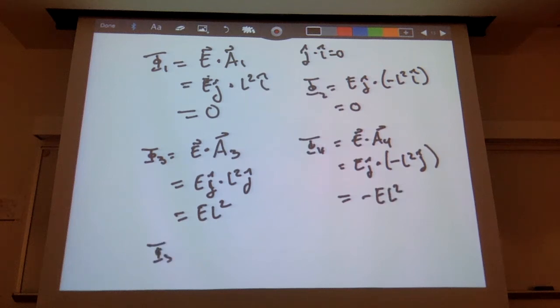So this is equal to E L squared. Electric flux 4, so through the 4th surface, is then equal to the electric field dotted by area 4. So that is equal to EJ dotted with minus L squared J. So that's just equal to minus EL squared. Flux 5 is equal to 0 because now I have a J dot K. J dot K is equal to 0. And flux 6 is also equal to 0 because I have again J dot K. So this is the flux through each one of the surfaces.